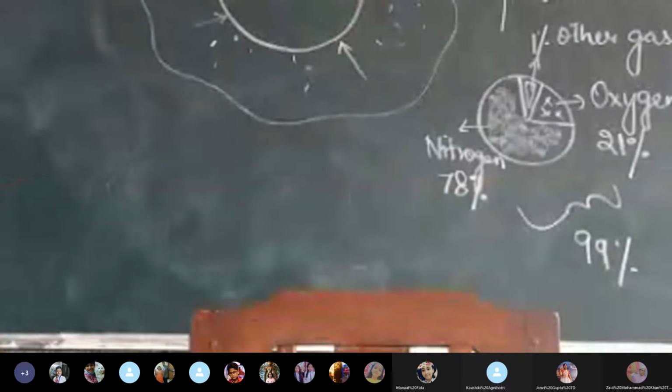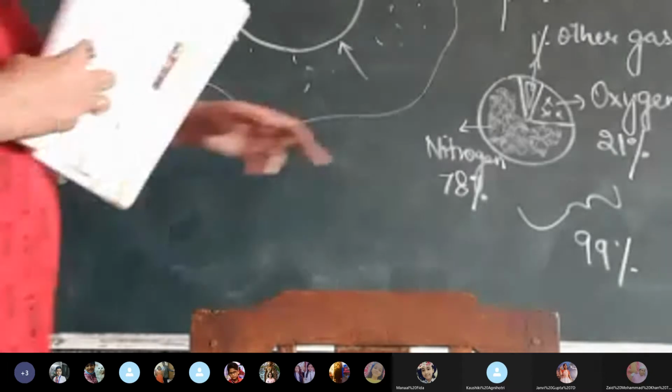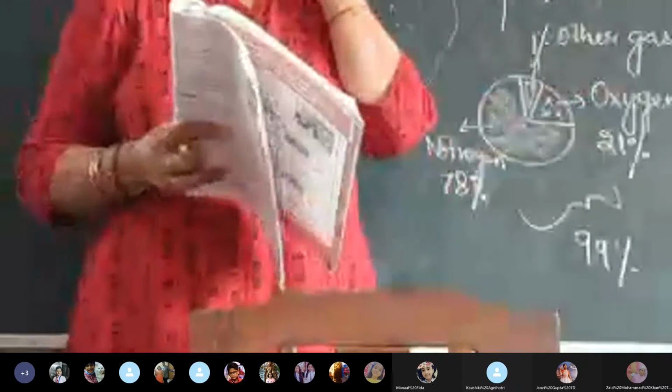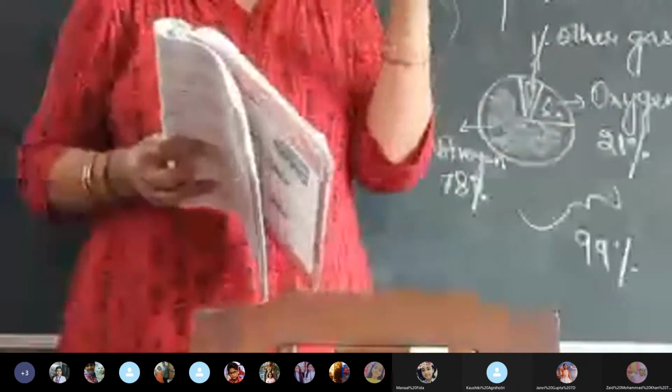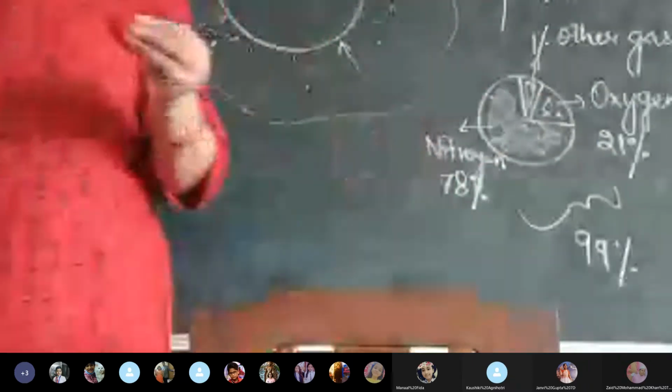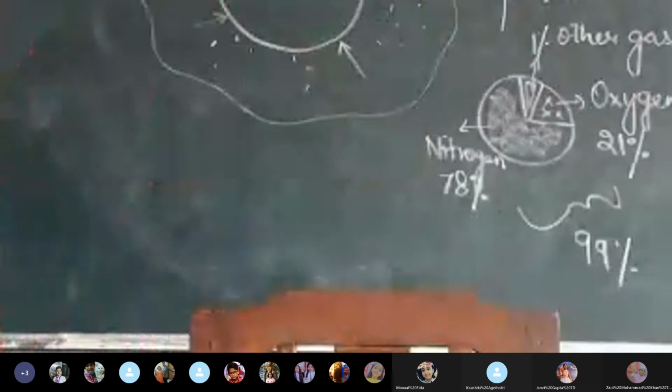The remaining 1% is represented by argon, carbon dioxide, neon, helium, ozone, hydrogen, etc. These other gases are present in minute quantities, very negligible. They are carbon dioxide, neon, helium, ozone, hydrogen, argon, etc.